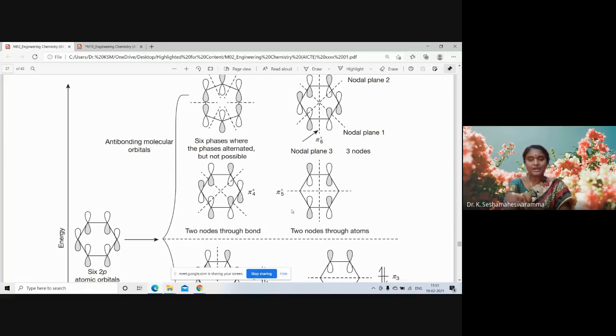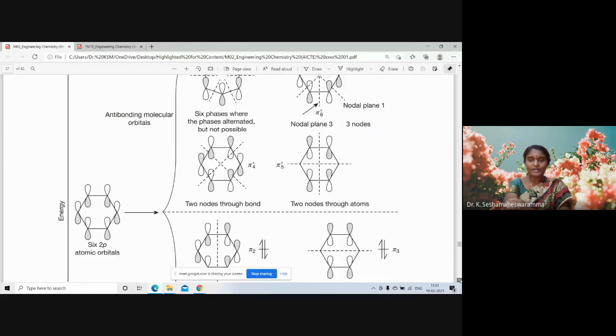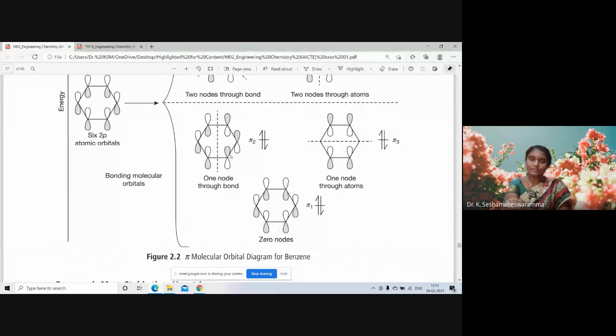Pi 1, pi 2, pi 3 are bonding pi molecular orbitals of benzene. Pi 1 has 0 nodes, pi 2 has 1 node through bond, pi 3 has 1 node through atom. So from the 6 p orbitals, 1 electron is there from each orbital. Total 6 pi electrons are there in benzene.